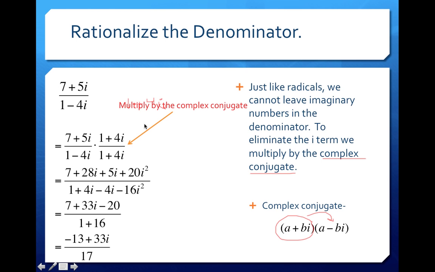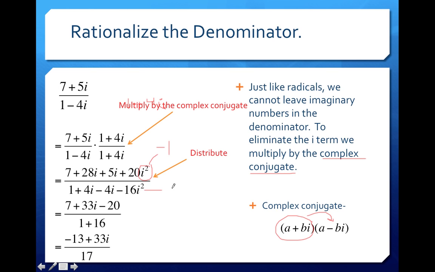So if I multiply the bottom by 1 plus 4i, I also have to multiply the top. So now it's just algebra, just like the previous slide. We distribute so that we get the top, and we distribute on the bottom, and now we just need to simplify. Remember, what does i squared equal? i squared is always going to be -1.